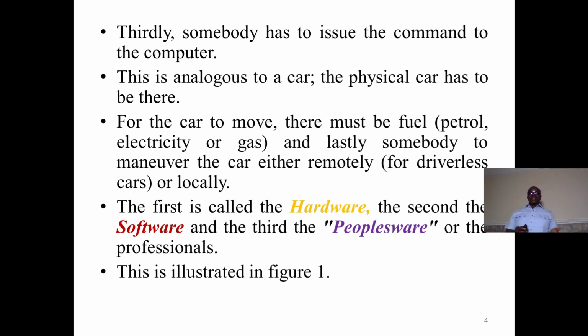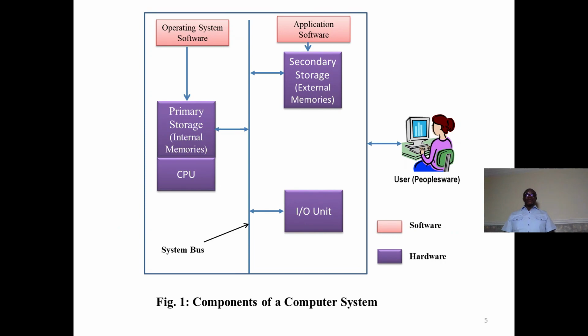We say that this is analogous to a car. The physical car has to be there. For the car to move, there must be fuel, be it petrol, electricity, or gas. And lastly, somebody to maneuver the car either remotely for driverless cars or locally. The first is called the hardware, the second, the software, and the third, the peoplesware, or the professionals. This is illustrated in Fig 1.